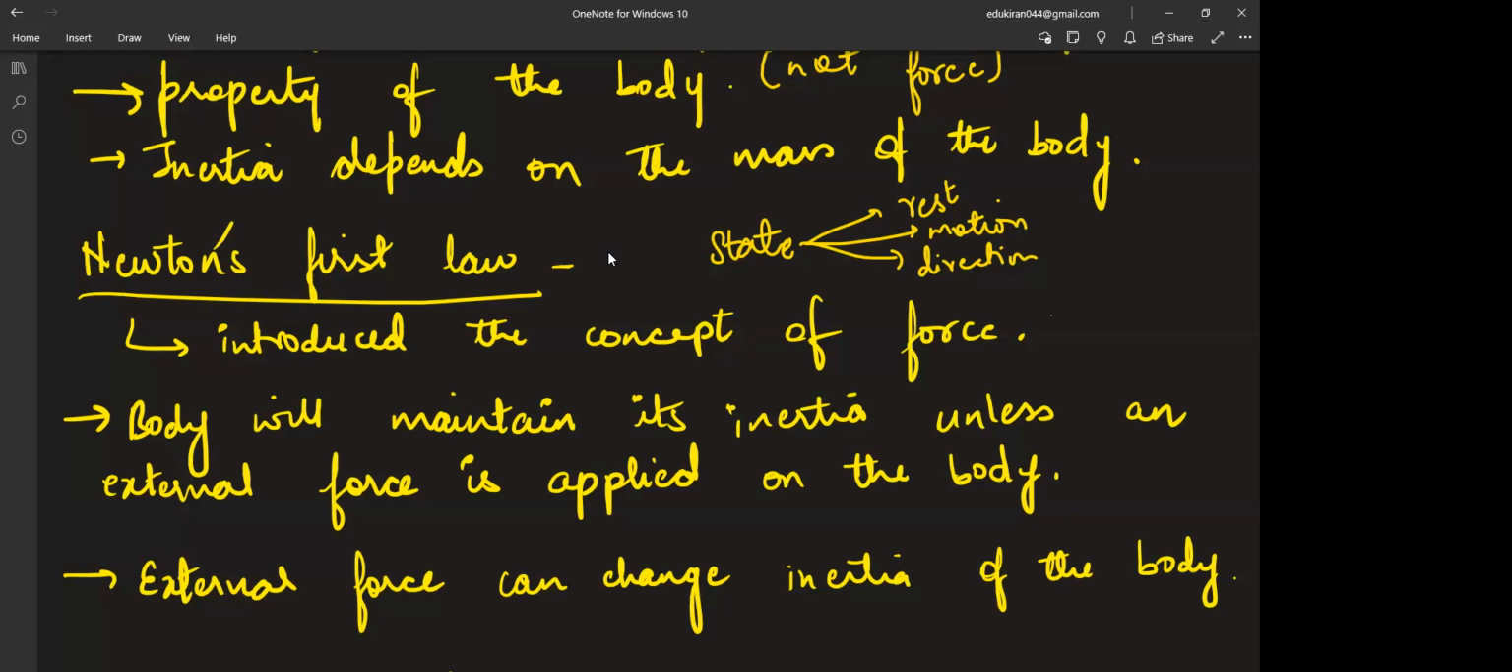So that's why inertia also depends upon the mass, because inertia is a property. It will act according to the forces which are being applied, and force depends upon mass. So therefore we say inertia also depends on mass.